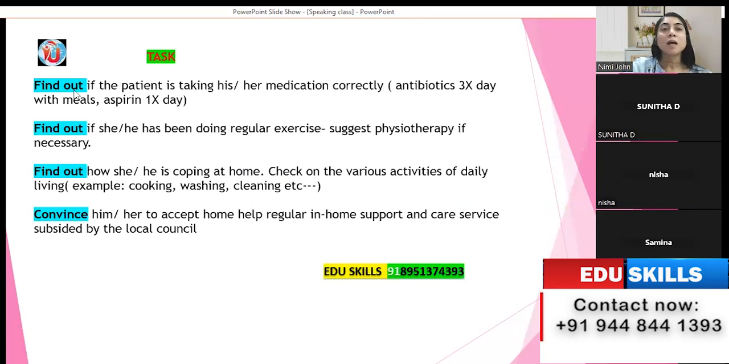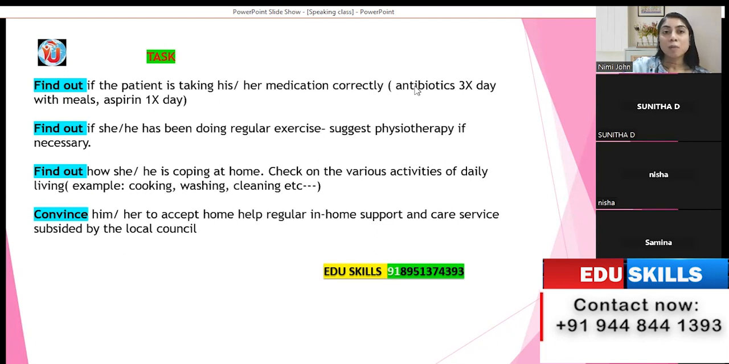So here our task is to find out if the patient is taking his or her medication correctly: antibiotic 3 times a day, vitamins, aspirin 1 time a day. Then find out if he or she has been doing regular exercise, and suggest physiotherapy if necessary. Then find out how she or he is coping at home. Check on the various activities of daily living, for example cooking, washing, cleaning, etc. Then convince him or her to accept home health, regular in-home support and care service subsidized by the local council.